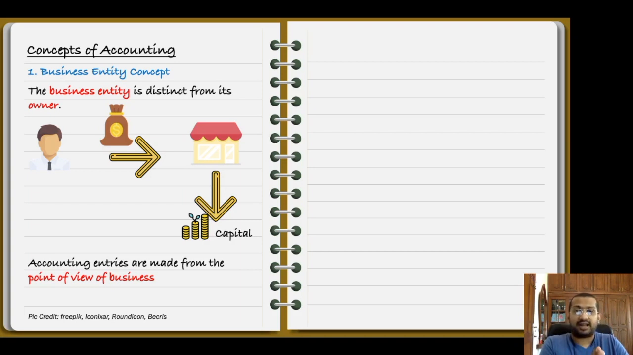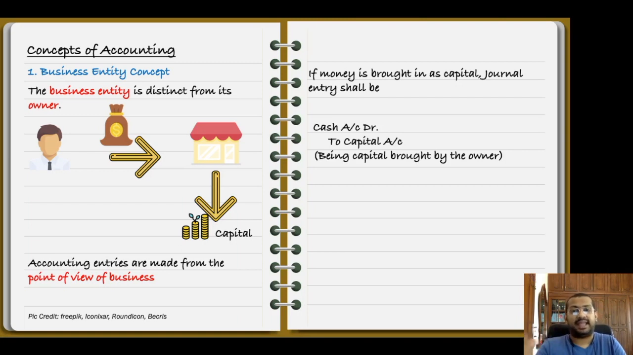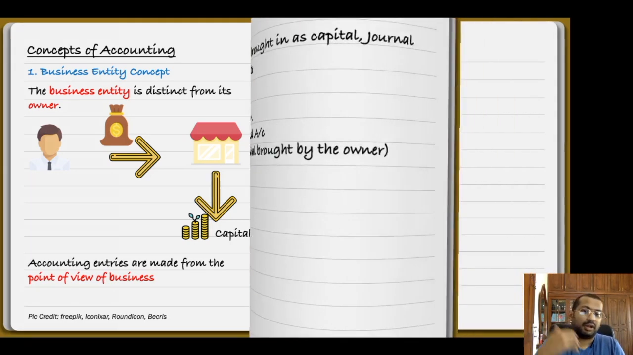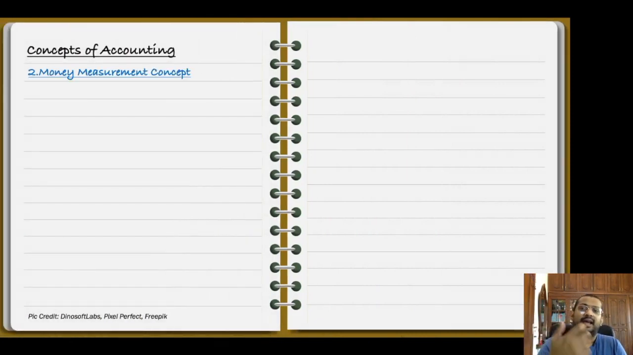So what we are accounting will be from the perspective of the business and not from the perspective of the owner. That is why the amount that is brought in by Mr. X into the business will be known as capital, and capital is the liability of the business to be paid back to the owner at any point of time. We will discuss in detail how to write a journal entry in our third or fourth session. For the time being, the journal entry for accounting the capital brought in by Mr. X will be cash account debit to capital account. We'll understand these journal entries in more detail at a later stage. Don't get worried about the journal entry that I have stated right now.